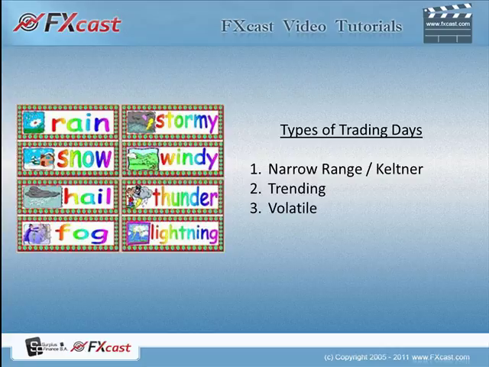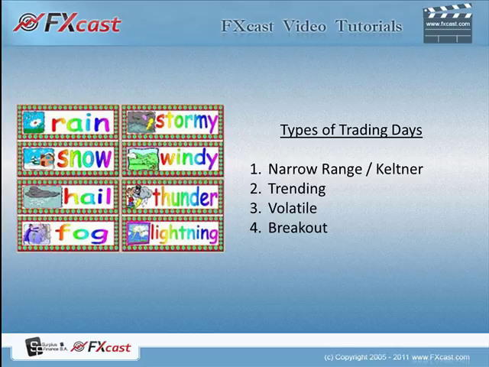On a volatile day, maybe there's news releases coming out. There are economic reports coming out that can affect that currency pair. And of course, there's breakout days. And again, a breakout day could be when the narrow range day is over and we're breaking out, or when we're looking on a daily chart and we're breaking out of a consolidation. We're breaking the new highs.